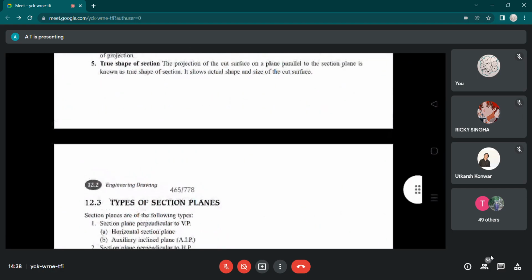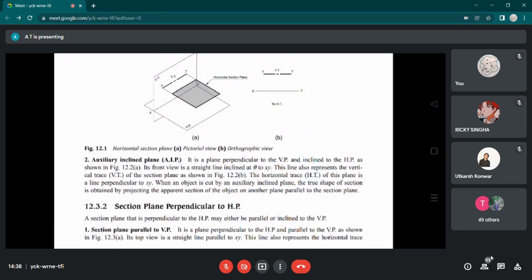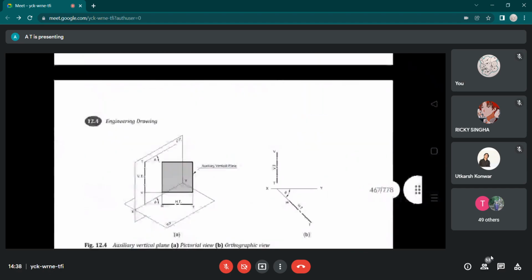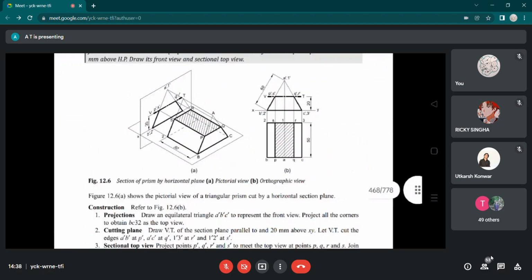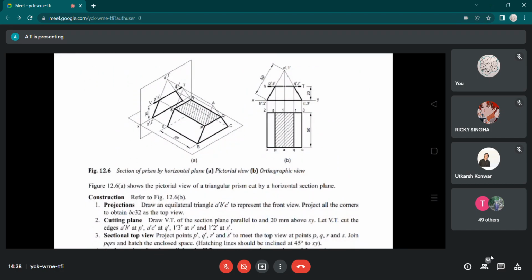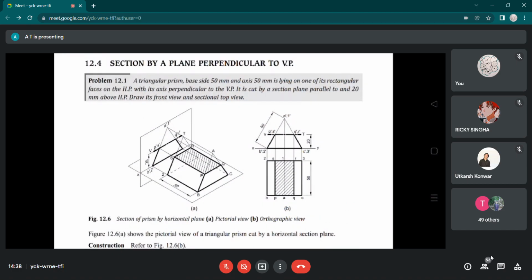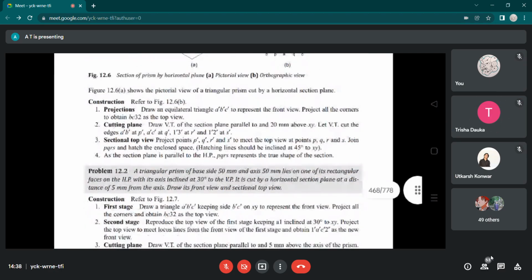In section of solids, we already discussed one problem. If you remember this problem regarding this triangular prism. So I hope you remember this problem. Yes or no? This problem, triangular prism. Yes, sir.